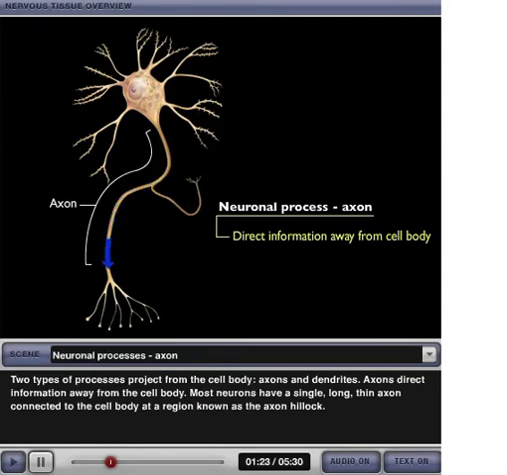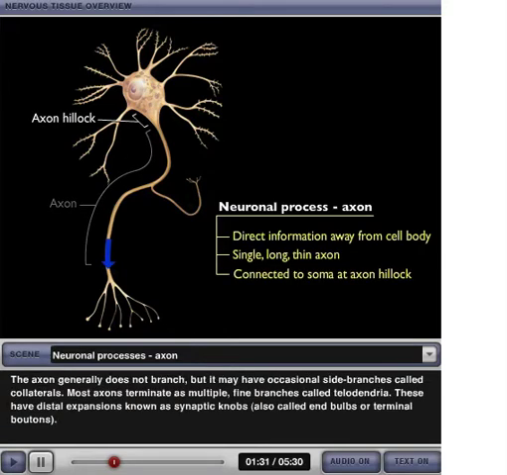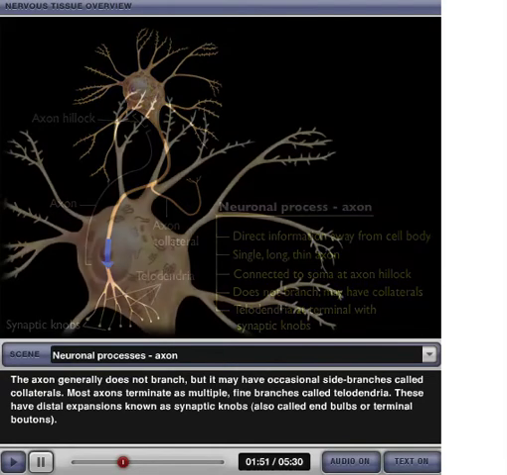Most neurons have a single, long, thin axon connected to the cell body at a region known as the axon hillock. The axon generally does not branch, but it may have occasional side branches called collaterals. Most axons terminate as multiple fine branches called telodendria. These have distal expansions known as synaptic knobs, also called end bulbs or terminal boutons.